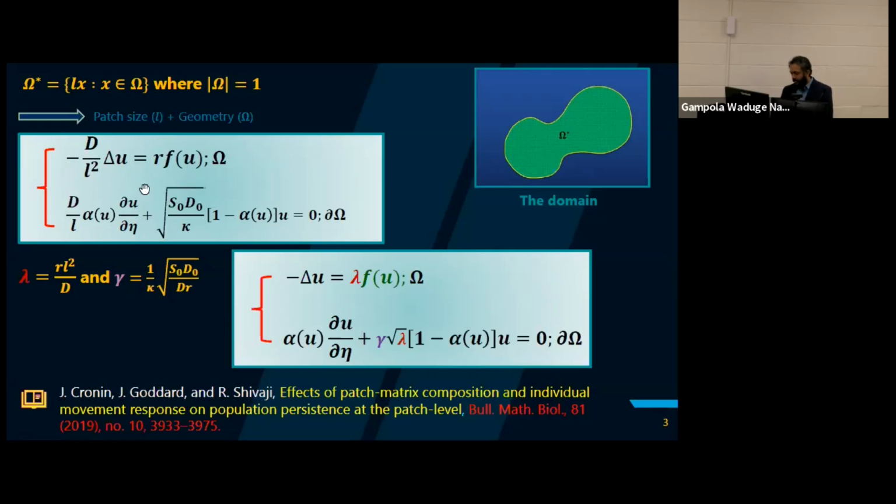To make this model look simpler, I'm going to use this substitution. Lambda is equal to this quantity and gamma is equal to this quantity. And we come up with this model. In this model, lambda is a parameter related to the patch size, and gamma is a parameter related to the hostility of the outside region. Again, this alpha of U is the probability of the population staying inside the domain upon reaching the boundary. If someone is interested in knowing the details of the derivation of this model, here is a paper where you can find all those derivations. This is a paper by Cronin, Godad, and Shivaji.